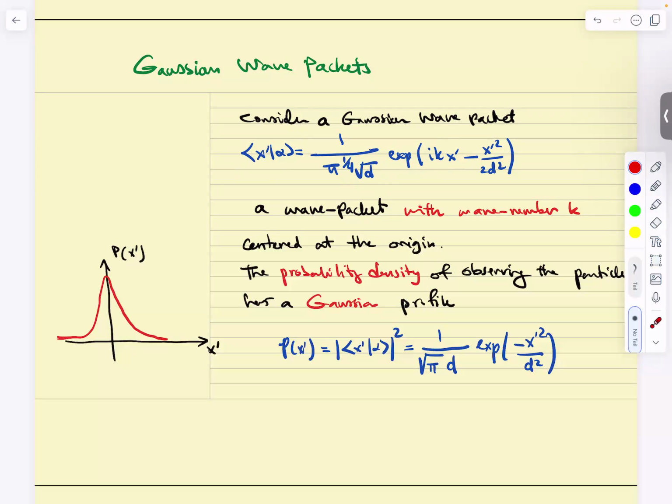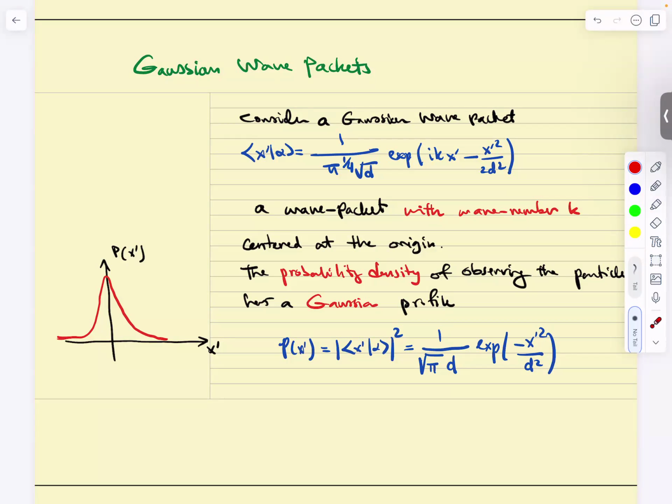What's the meaning of d? What does d control? So look at that: exponential of i k x prime. k x prime must be dimensionless. Good. Minus x prime squared over 2d squared. d should have the same dimension as x prime. So d, before knowing what it is, is definitely some sort of a length scale.